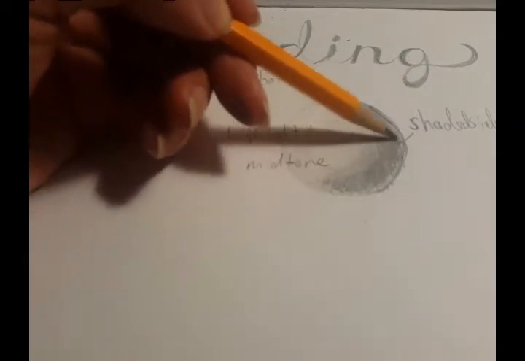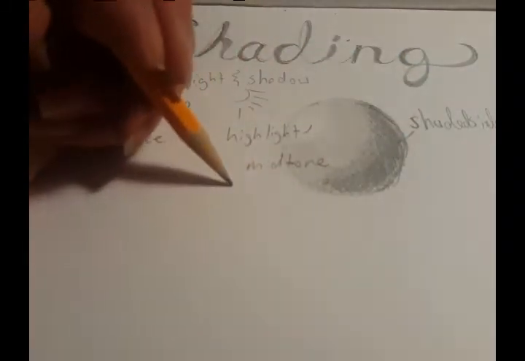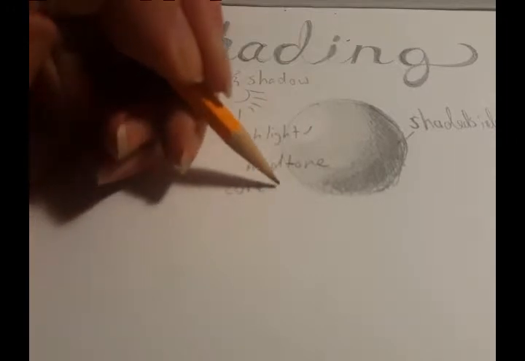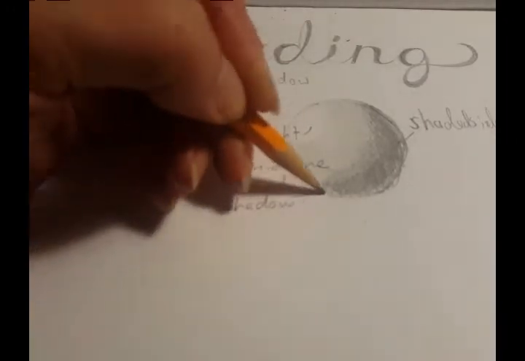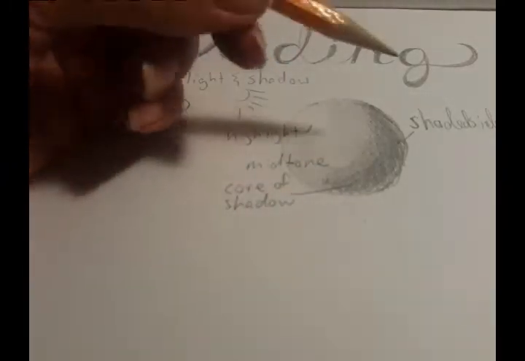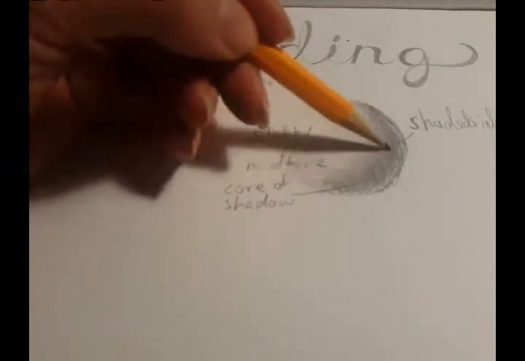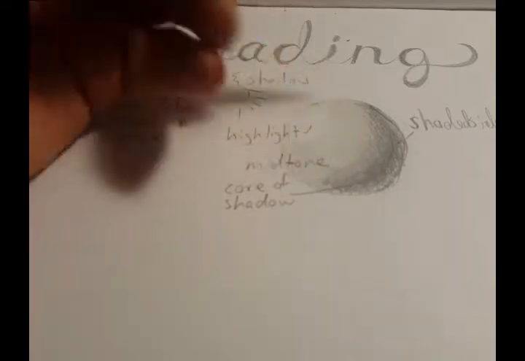This part here that's opposite the light and is pretty dark has what I think is a pretty cool name, which is the core of shadow. Sounds like something you'd have to find in a game. And that's this darkest kind of half moon shape.